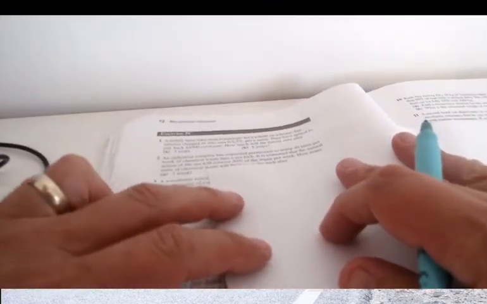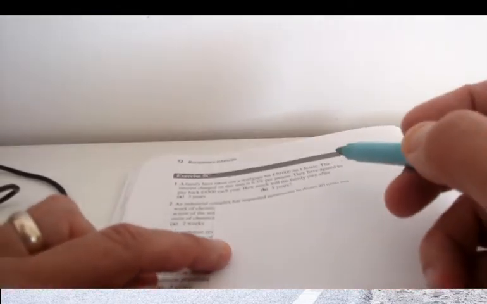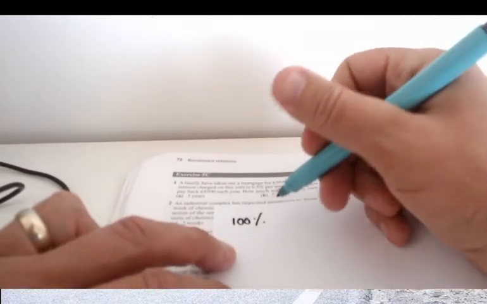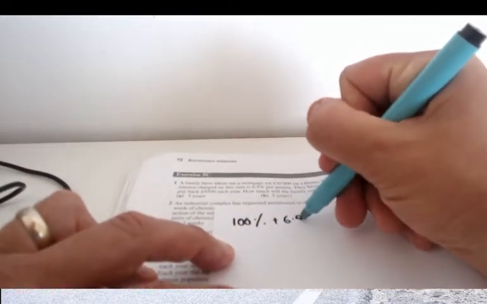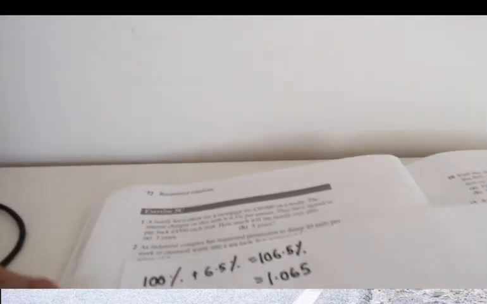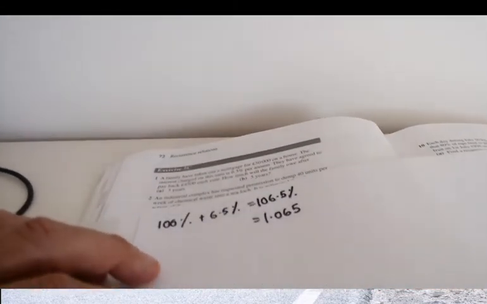In this question, it tells me that I've taken out a mortgage and the interest is 6.5% per annum. So I'm starting at 100%. I'm adding on 6.5% because the interest, remember, gets added on. So that would take me up to 106.5%. I want to change that to a decimal by dividing by 100. It is 1.065.